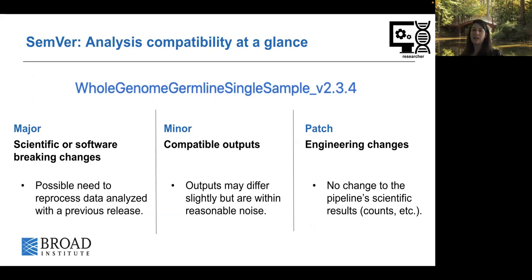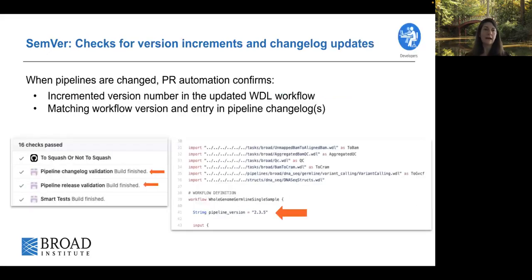If it's a minor change in the version, it means the scientific outputs might differ slightly, but are still within a reasonable noise. And any patch changes are not going to change the actual scientific results. So for example, if you're producing a matrix with counts, it's not going to change those raw numbers in it. So that, again, gives immediate access to how things are happening as we're changing pipelines.